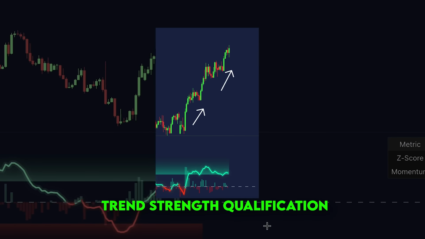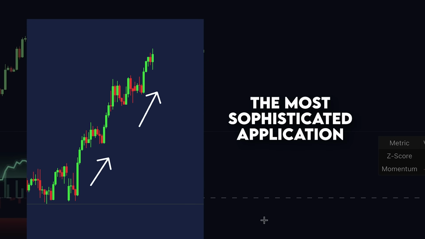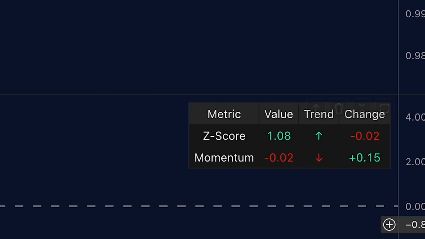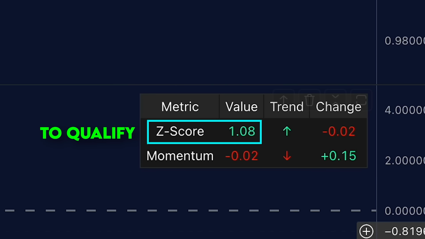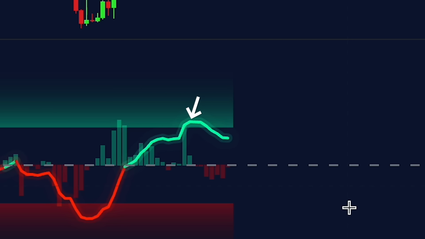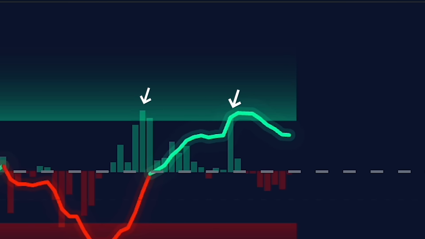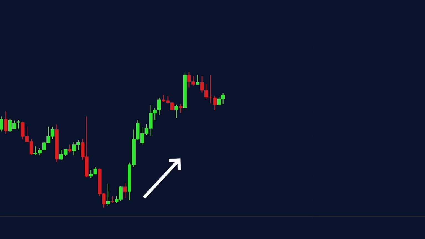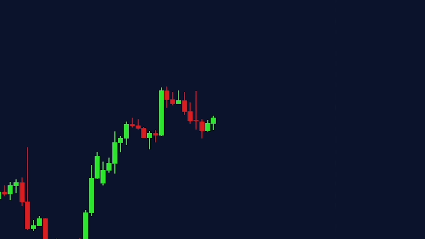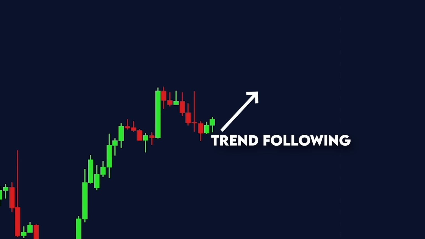Number 3, trend strength qualification. This is the most sophisticated application that separates professional statistical traders from amateurs. Use the Z-score to qualify trend strength rather than just identify reversals. Now, when Z-score consistently stays above plus 1.0 with strong green momentum columns, you know you're in a statistically confirmed uptrend. Price is maintaining positive deviation from the mean with accelerating momentum, perfect for trend-following strategies.